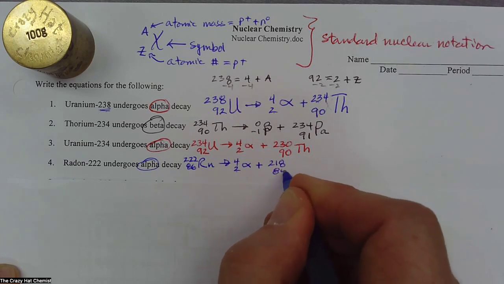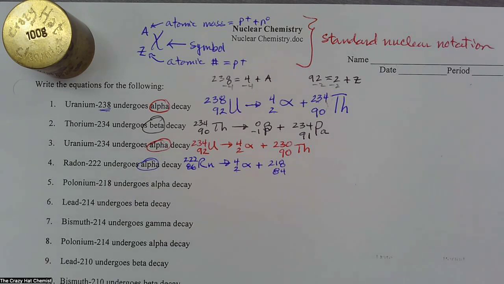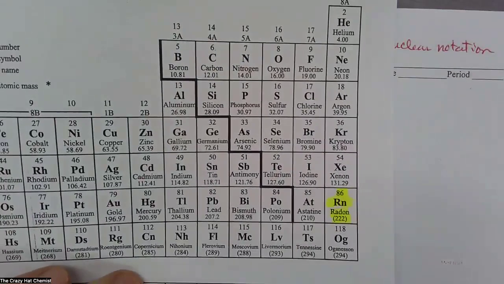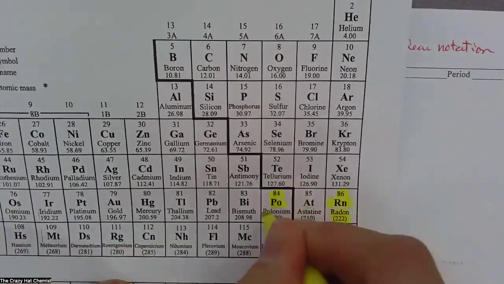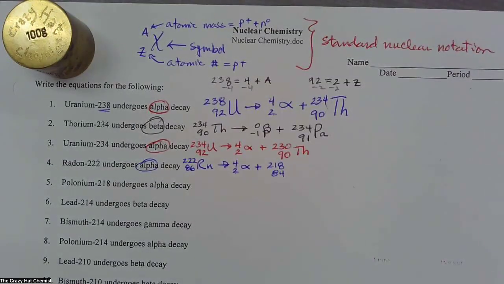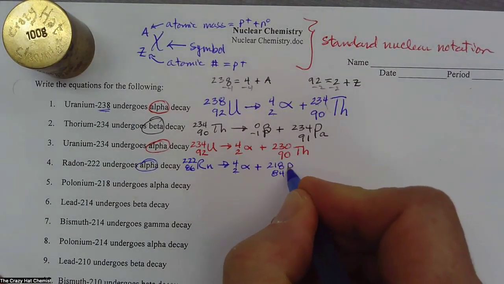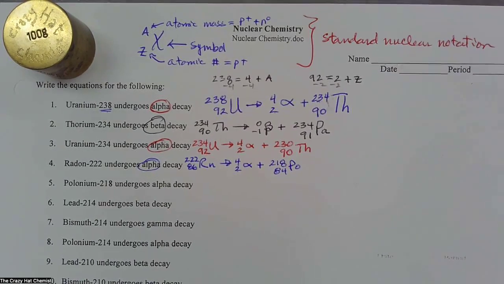What would that be? 84. And so I'm going to look up atomic number 84 on our periodic table. I'm going to find element number 84. And where is 84? Here we go. Let's find 84 on our periodic table. There is element number 84. That is PO for polonium. So polonium, here we go. PO for polonium. Perfect. All right, let's do our next one here.